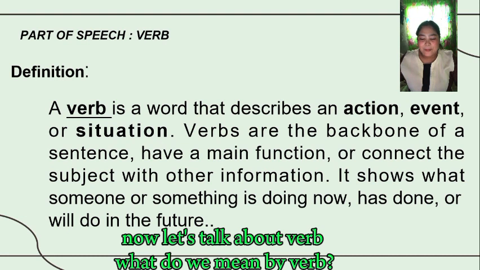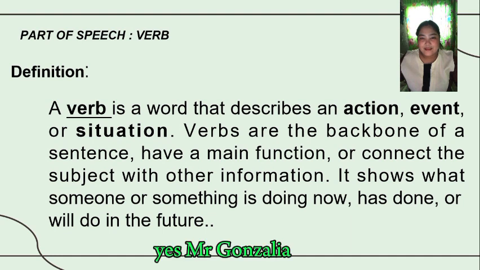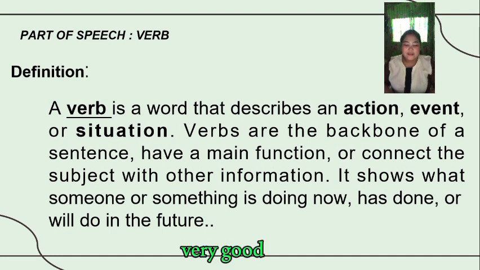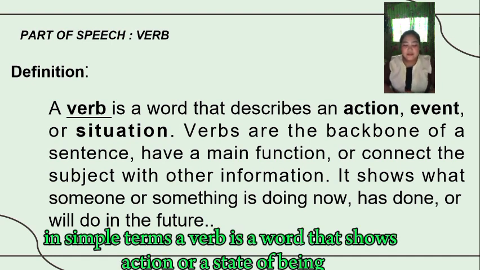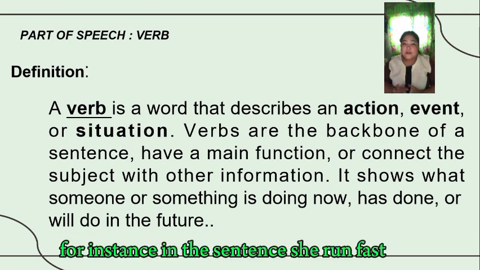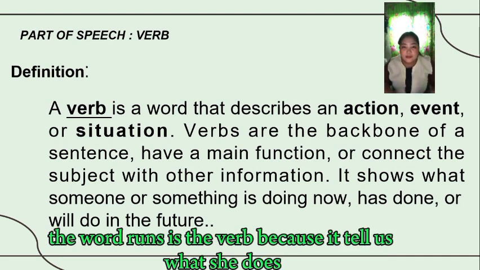Now let's talk about verb. What do we mean by verb? Yes, Mr. Gonzilio? Very good. Yes, Mr. Gonzilio, please read it. Very good. In simple terms, a verb is a word that shows action or a state of being. It tells us what someone or something does or is. For instance, in the sentence, she runs fast, the word runs is the verb because it tells us what she does.